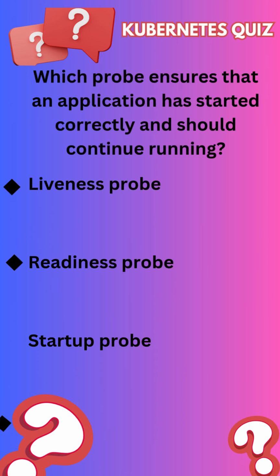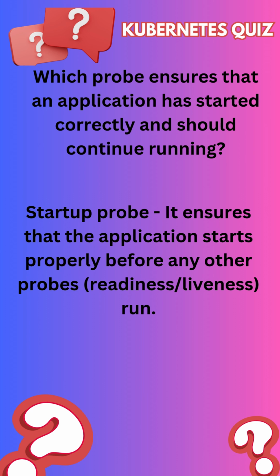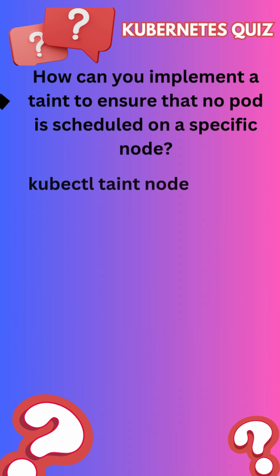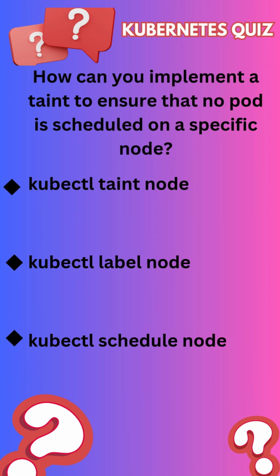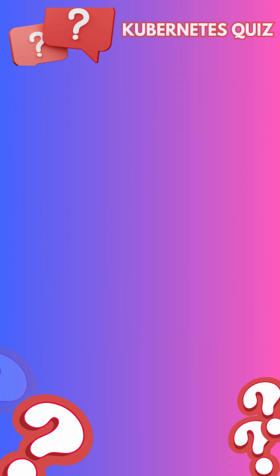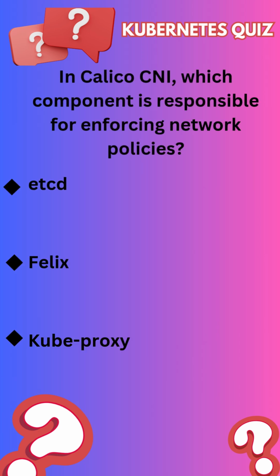Which probe ensures that an application has started correctly and should continue running? How can you implement a taint to ensure that no pod is scheduled on a specific node? In Calico CNI, which component is responsible for enforcing network policy?